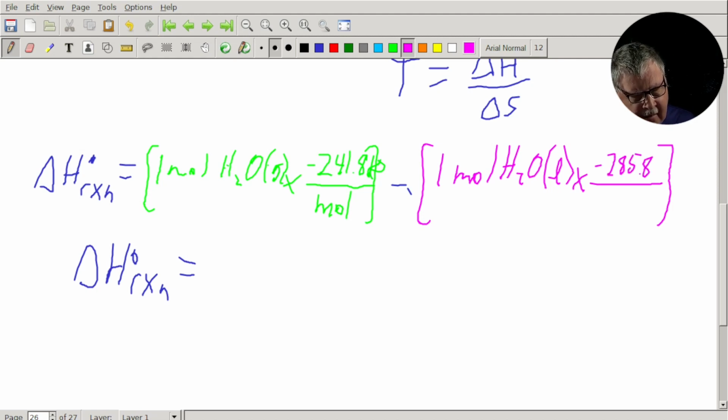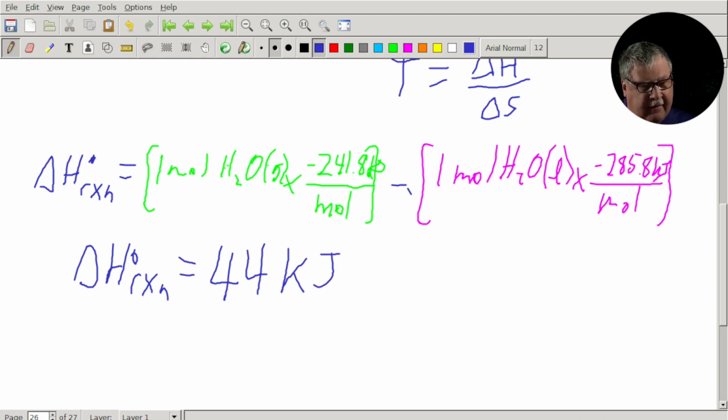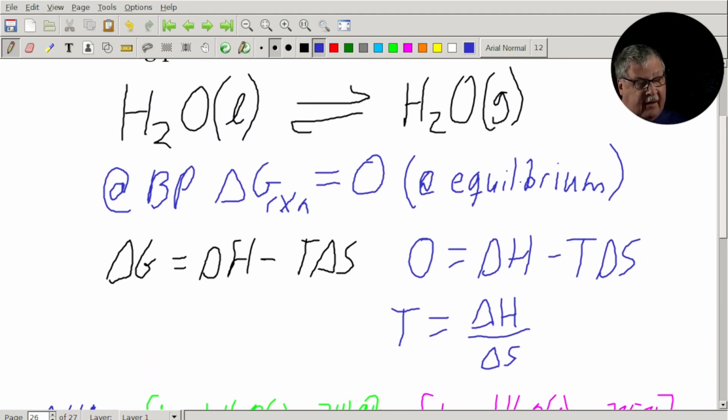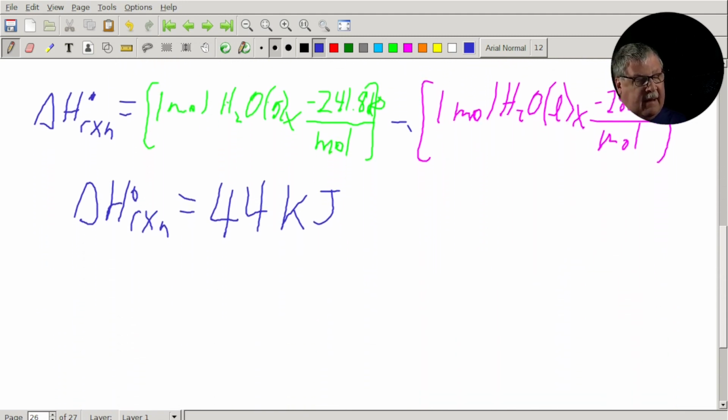And what is it for H2O liquid? Negative 285.8 kilojoules per mole. And so if we take the difference between those two, what do we get for a delta H for this reaction? 44 kilojoules. All right. What have we just done? We've just calculated the heat of vaporization of water, because we've calculated the delta H for the vaporization of 1 mole of H2O liquid.